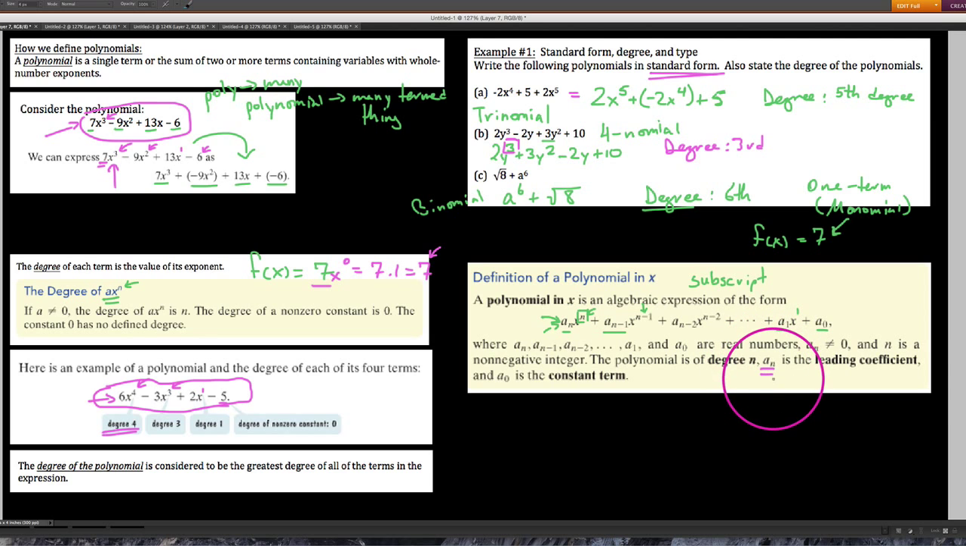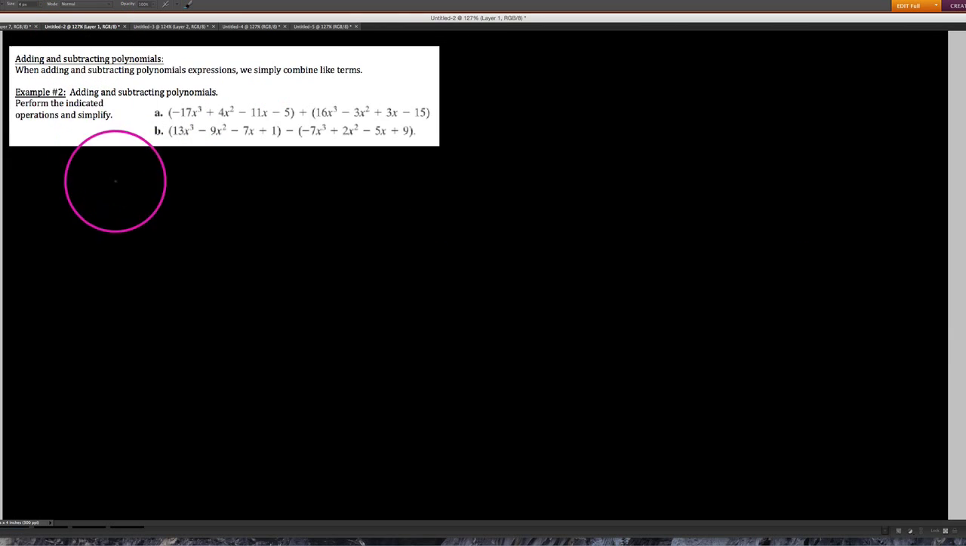And this is very important. We say a sub n is the leading coefficient and a sub 0 is the constant term. So we'll make a little note here. This is always going to be a constant if it is 0th degree. And a sub n, we refer to this as the leading coefficient, which I'm going to abbreviate as LC. Why is it the leading coefficient? Well, it's the coefficient that leads everybody else. So, pretty self-explanatory. So let's go ahead and take a look at some addition and subtraction with polynomials.